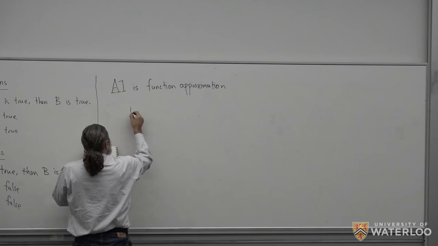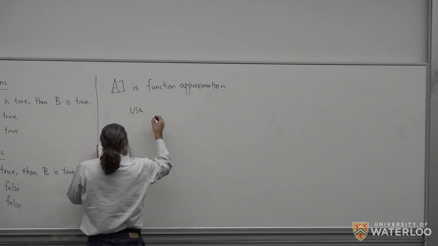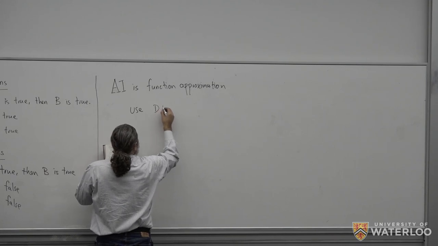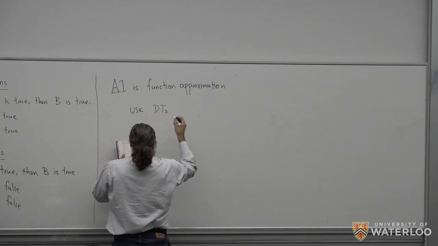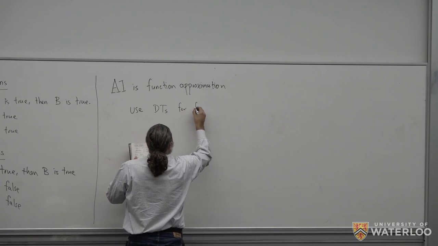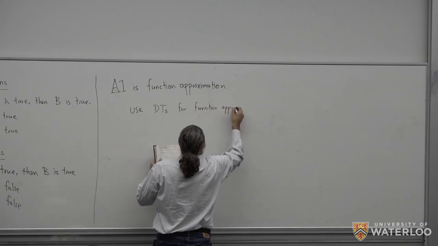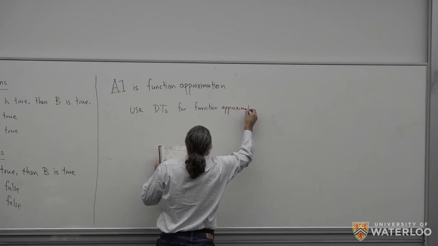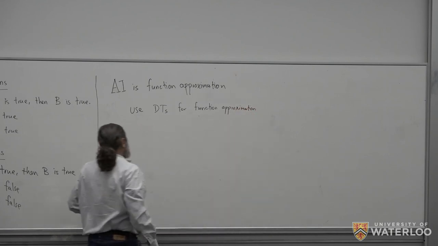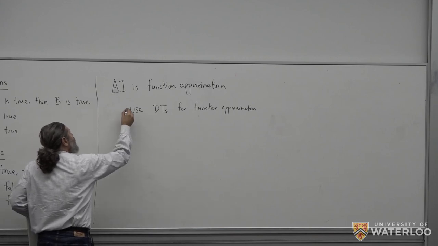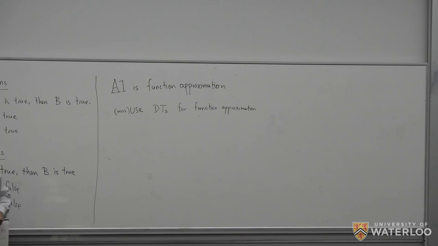Now we can use decision trees, DTs, for function approximation. Some people may say we misuse decision trees for function approximation, because they are not really made for that type of functionality.